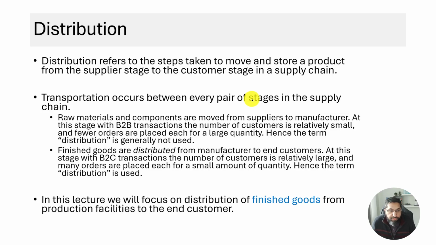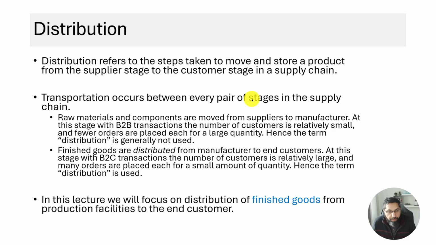On the other hand, when we look at finished goods, they're distributed from the manufacturer to the end customer. So think about a finished good that you buy, maybe bread. Imagine how many customers buy bread daily, millions of people buy bread. So the number of customers is large. Each customer is buying 1 loaf of bread, 2 loaves, maybe 3 loaves, but not thousands of loaves of bread. So the quantity is small for each order, but there are many, many orders and many, many customers.